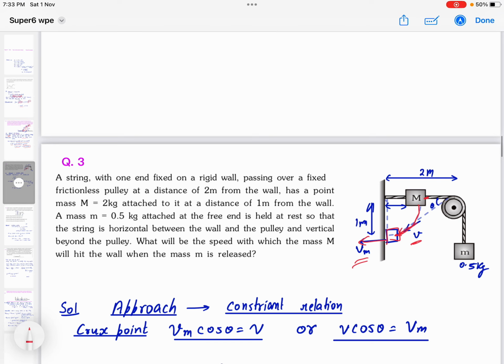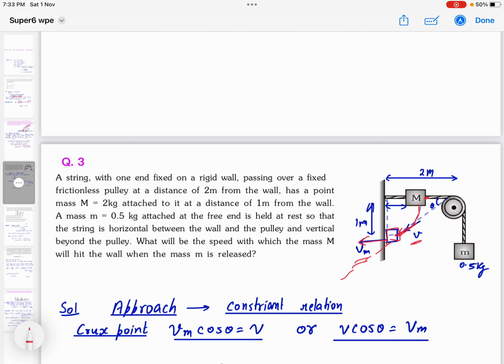But what to do? Shall we write Vm cos theta is equal to V or V cos theta is equal to Vm? I have seen many good students making mistakes in this small mathematical step. Vm cos theta is equal to V, or V cos theta is equal to Vm?